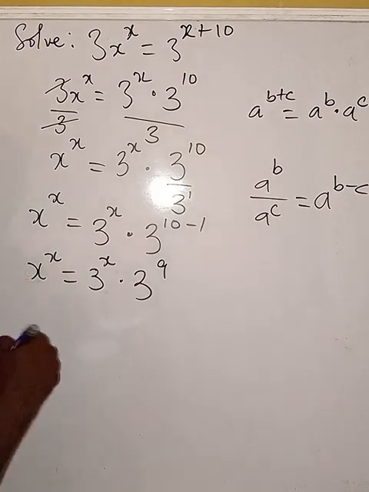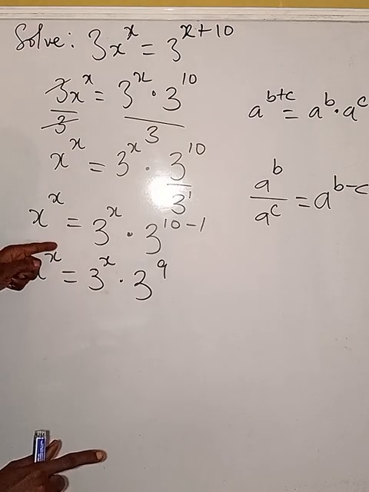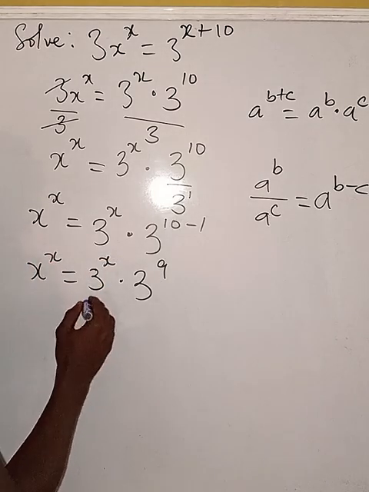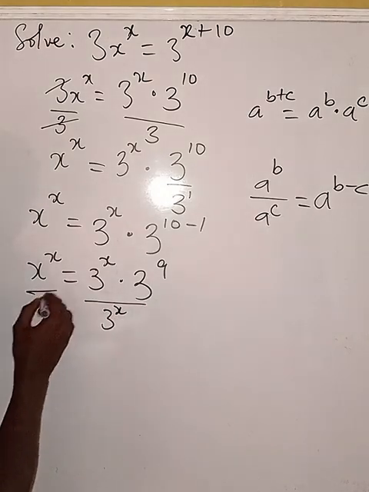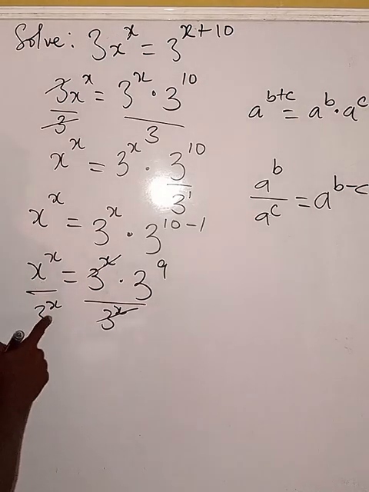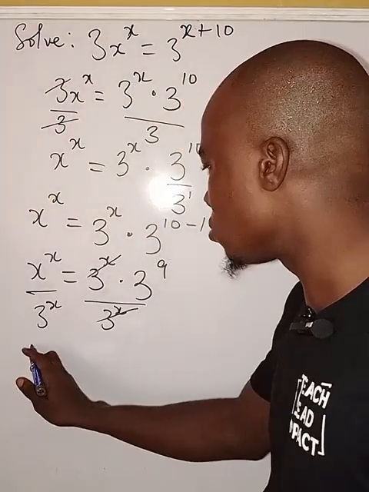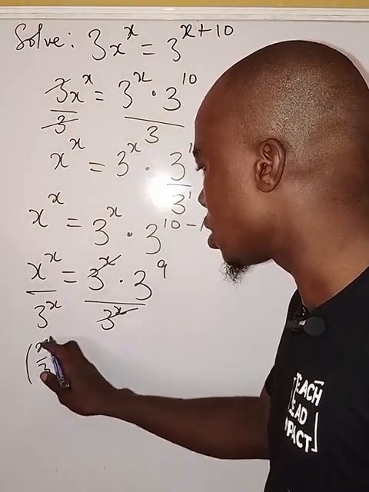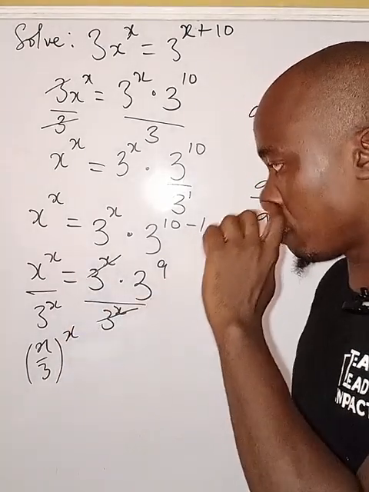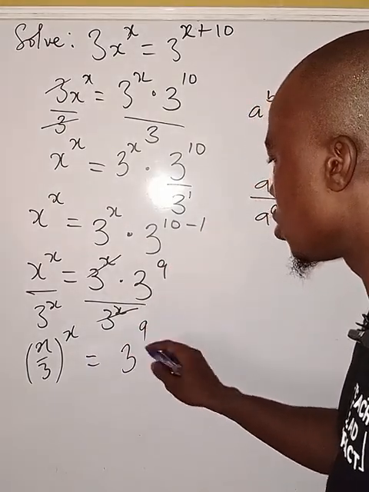So now, you see that x to the power of x, x is having the power x and 3 is also having the power x. So what if I divide through by 3 to the power of x? You see that this will cancel. Here I'm having x and here I'm having x, so I can have this to be x over 3, then to the power of x, because they are having the same power. So equals 3 to the power of 9.